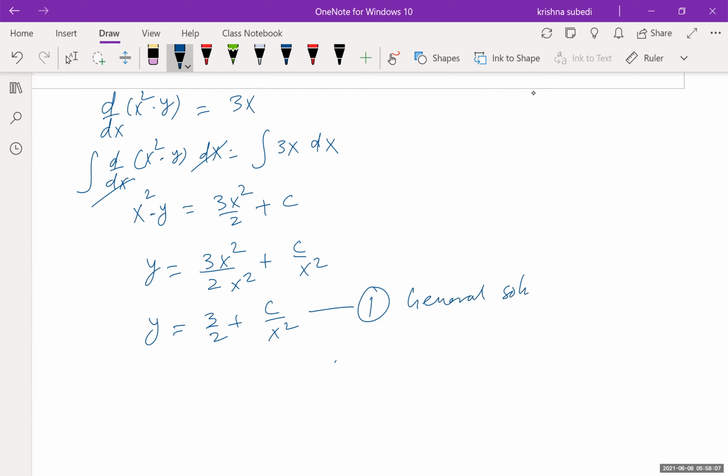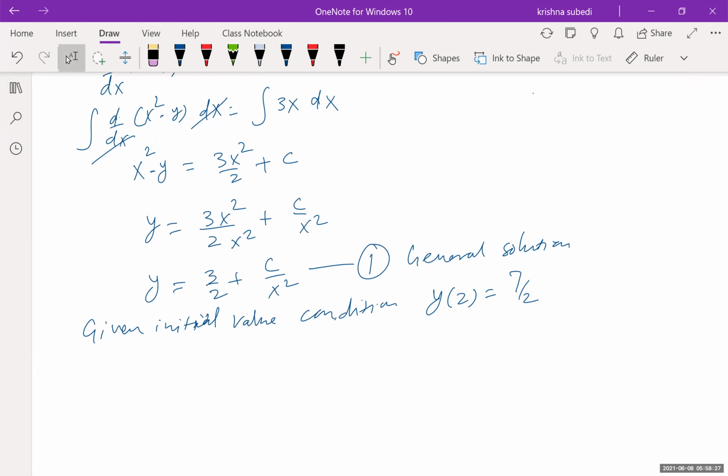Now, to find the particular solution, the condition is given. Remember, the initial value condition, which is y of 2 equals 7 over 2. So substitute that value. So 7 over 2 equals 3 over 2 plus c over 2 squared. When x is 2, your y value is 7 over 2. So that's what you're going to get.